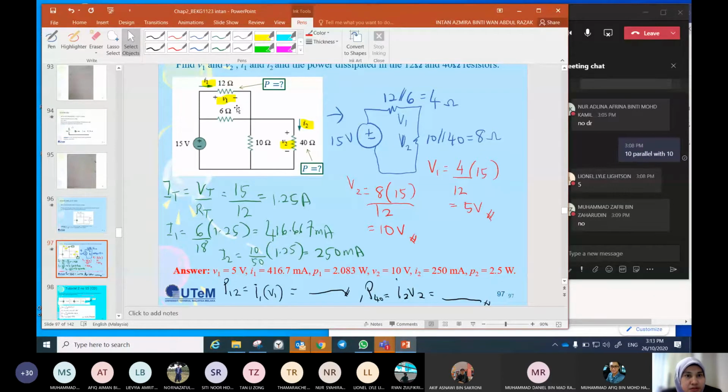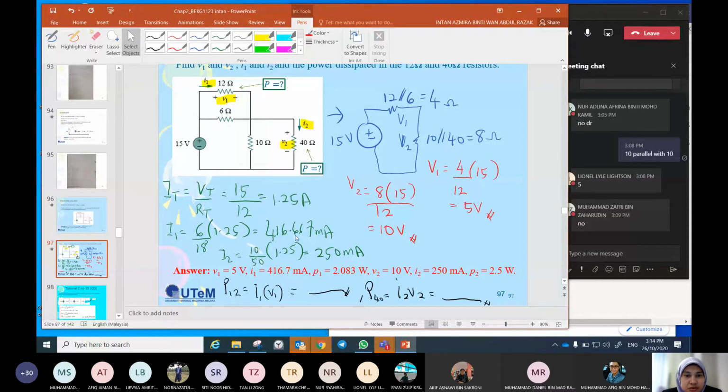Okay, so I1 is here. How to find I1? We take the neighbor resistor of 12, which is 6. Six divided by the total R of this path, 12 plus 6, which is 18. Multiplied by the total current supplied to these two branches, which is 1.25. So we get 416.67 milliamps.